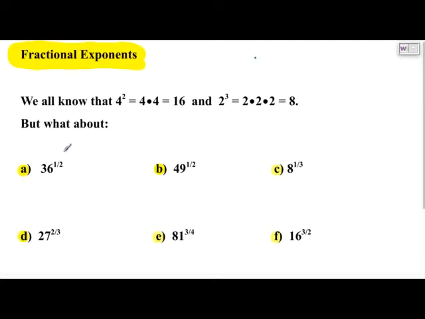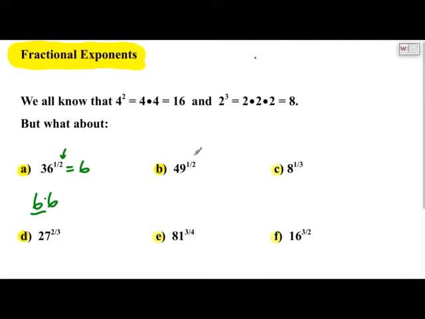So what you want to do is focus on the denominator. So the denominator here is 2. So think of it as what number times itself twice is 36? Well, obviously we know that that is 6 times 6. And then what you do is you just take one of those two numbers. So one of those two numbers is 6, and that's the answer, 6.